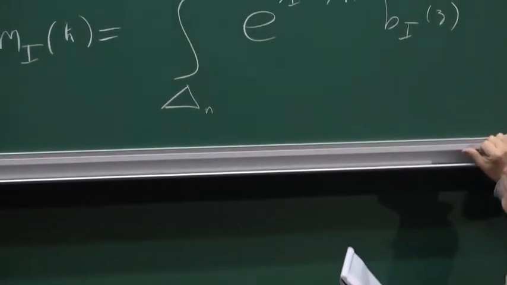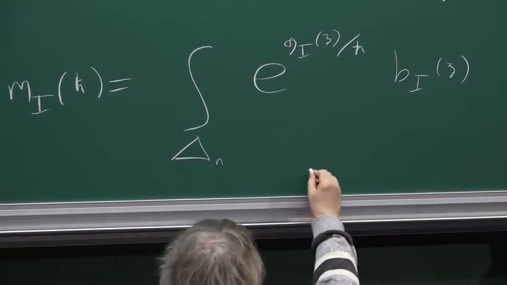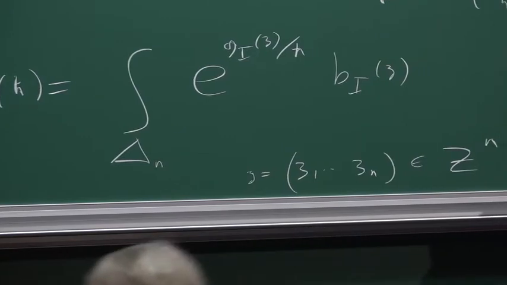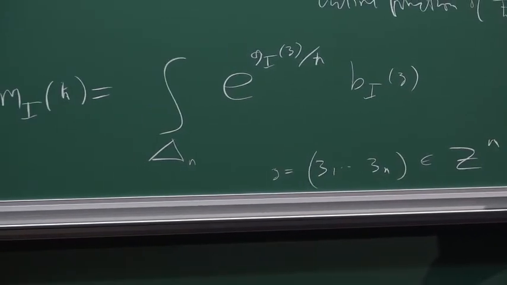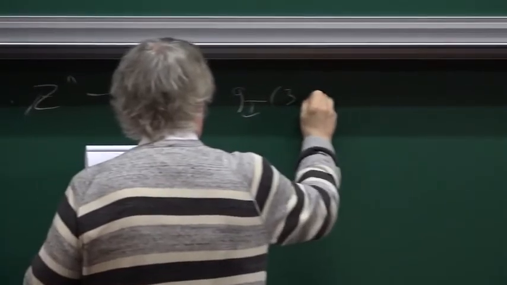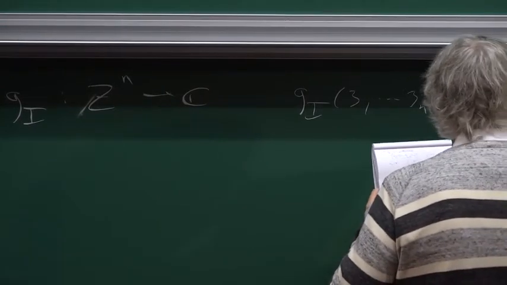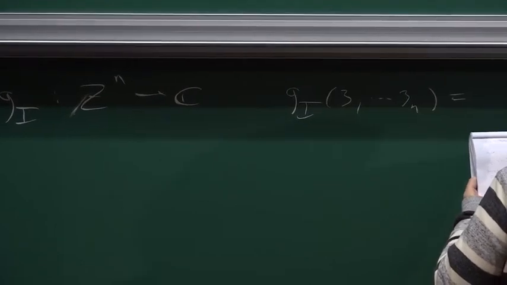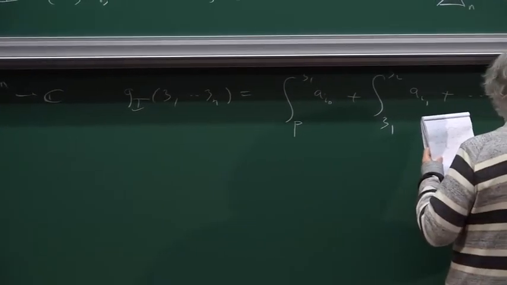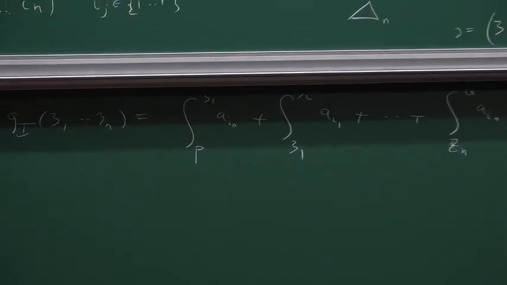Now, what are the terms in this formula? Here, z means z1 up through zn. It's a point in capital Z to the n. Okay. So the terms in the formula. So g_I is a function from capital Z to the n into C. So g_I of z1 through zn is the integral from the point P to Z1 of A_I0 plus the integral from Z1 to Z2 of A_I1 and so on. Okay. That's G.